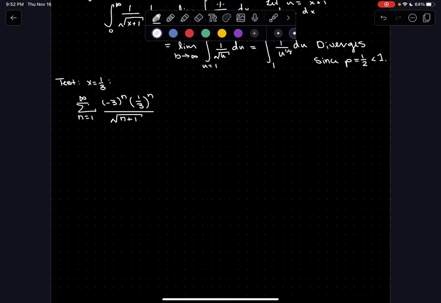Well, this problem is a lot easier because this one simplifies, just like the other one. I keep writing n equals 1; it should be n equals 0. The negative 3 cancels with the 1/3, but now I get negative 1 to the n over the square root of n plus 1. Well, as it so happens, this converges by the alternating series test.